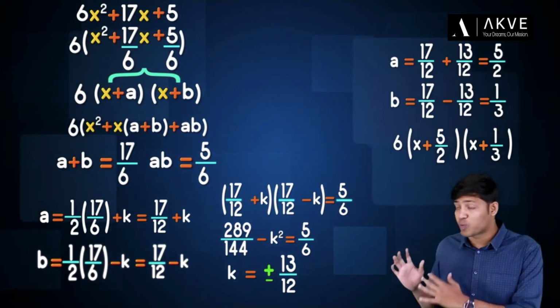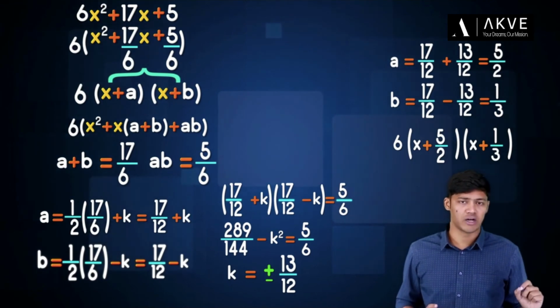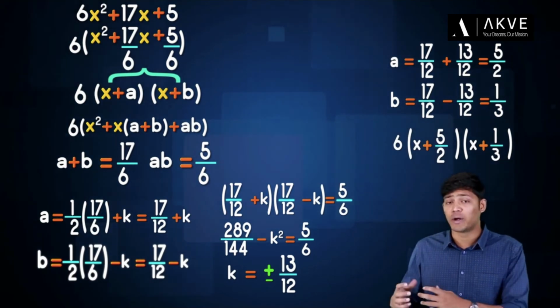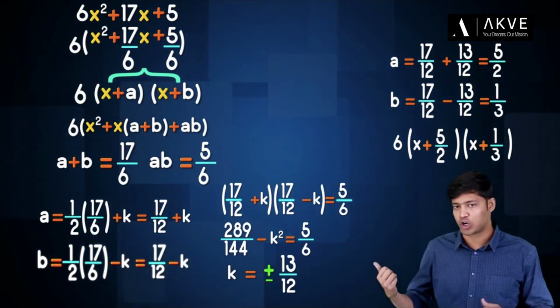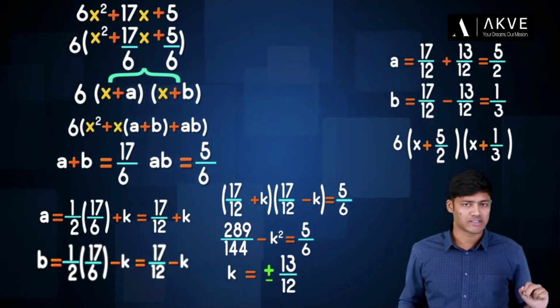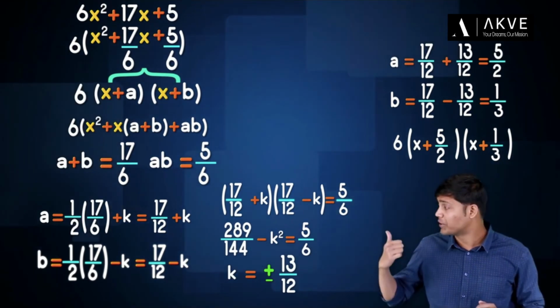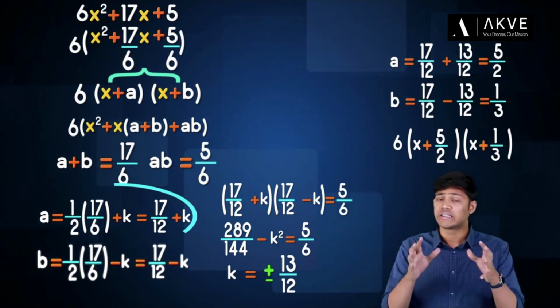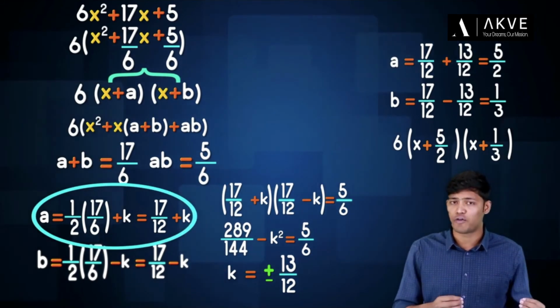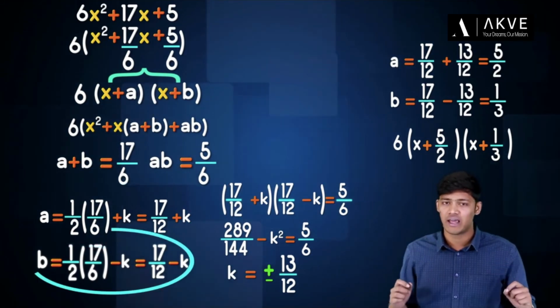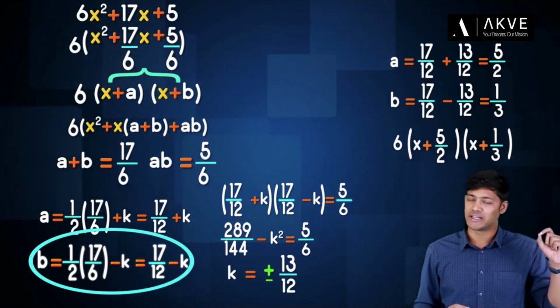So in this problem, the two most important steps are taking 6 common from all the terms of the polynomial, and the second important step is expressing the coefficient of x, which is 17 by 6, as the sum of 17 by 12 plus k and 17 by 12 minus k.